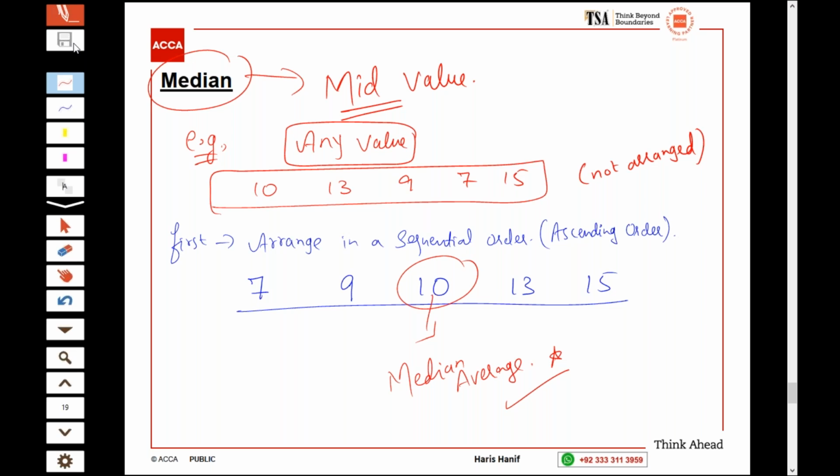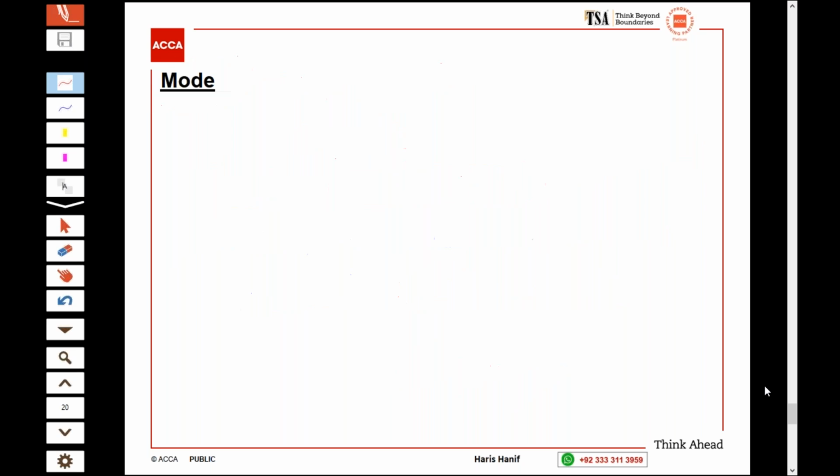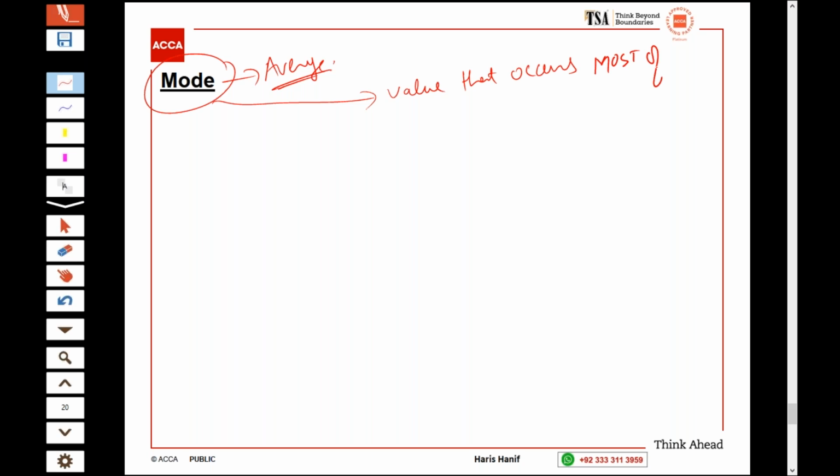Now, let's move on to the next slide, that is the mode average. And what is mode average? For example, mode is that value that occurs most often. Most often means most of the time. I am giving you the example.